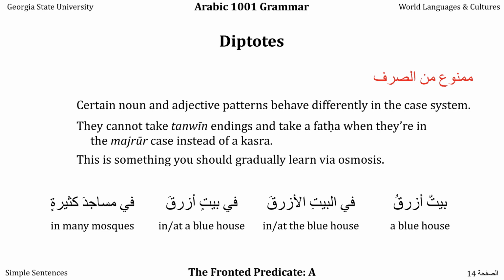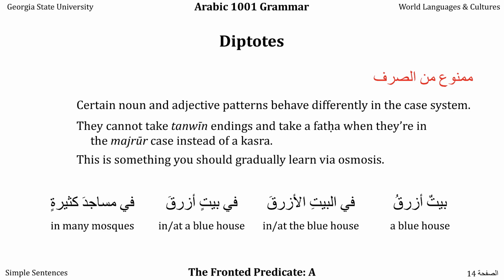And then fi masajida kathiratin, in many mosques. So masajid is one of the patterns that behaves in this manner. Instead of taking tanween al-kasr like it ought to, because it's both indefinite and coming after a preposition, it takes a single fatha instead.